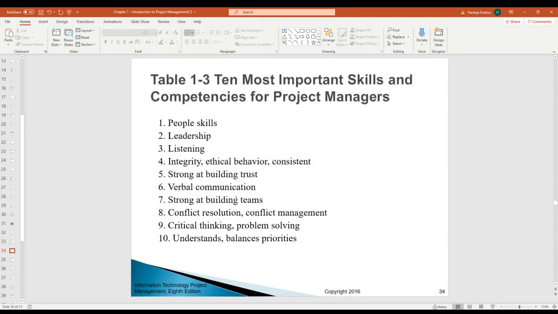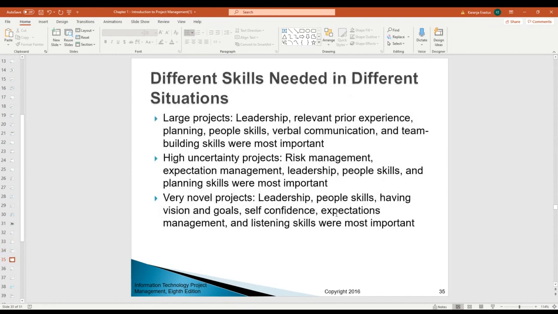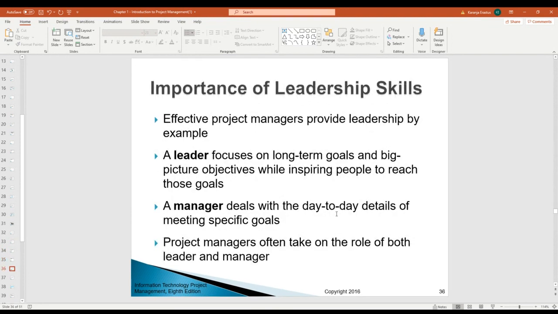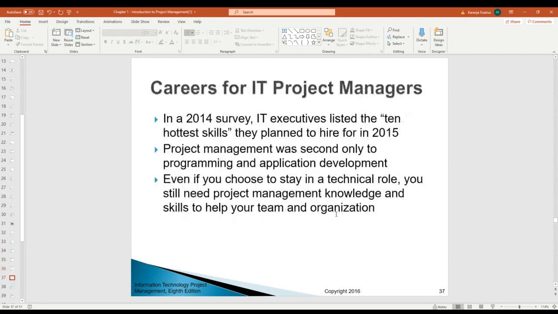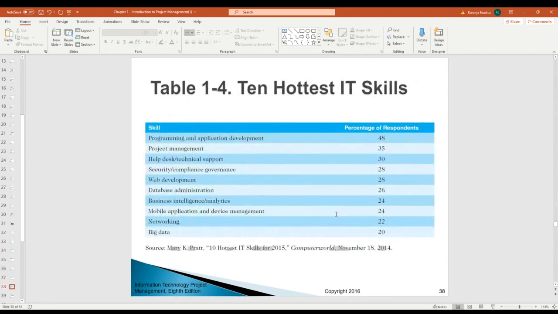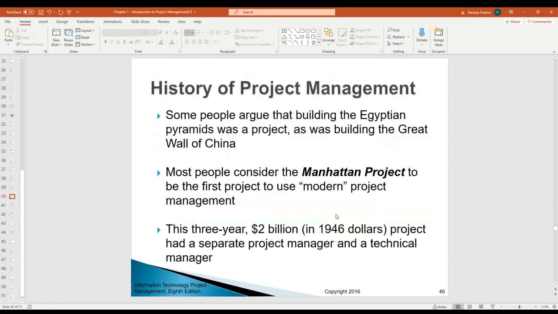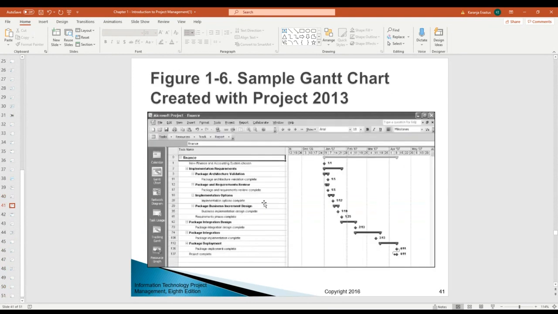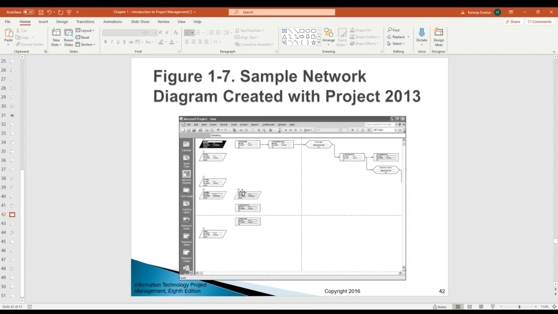Okay, so these are some of the skills that you need as a project manager: people skills, leadership, listening. We'll go through all this in more detail. Okay, so let me see what else you need to do. Leader, manager, skills. There's nothing else here that is more technical. This is the software and how you can work with the software. I think there's a part where you're going to be entering this into Microsoft Project. So note that, that's how it's going to look.